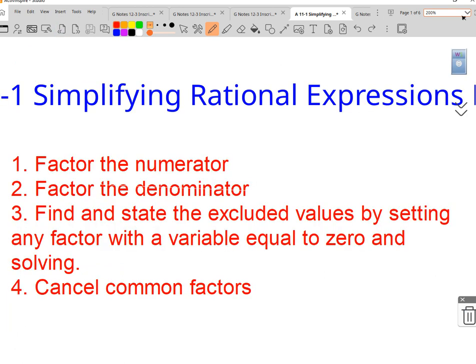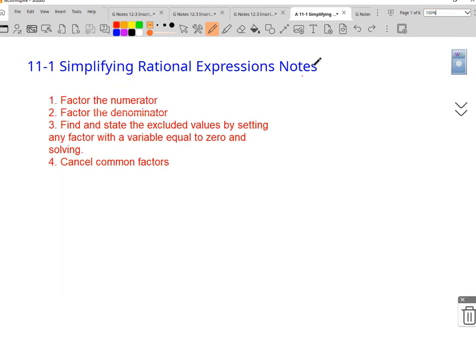We talked about the steps for simplifying rational expressions. You're factoring the numerator and denominator. The strange thing is there are some values that would make the denominator 0, and we talked about the fact that you cannot divide by 0. So we have to state which values you cannot use for x. We could plug in any number except the values that would make the denominator 0.